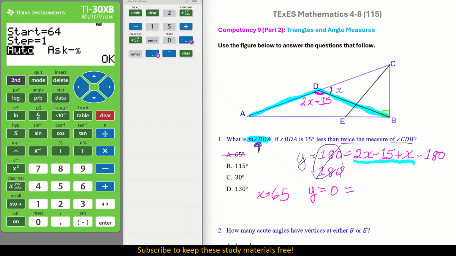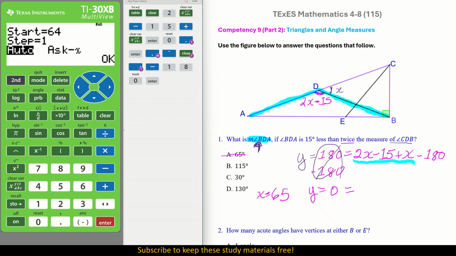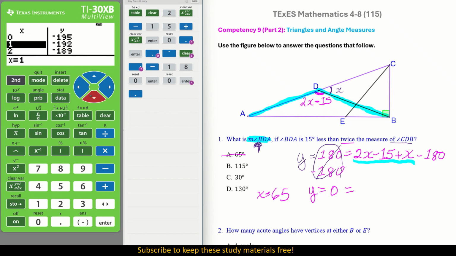Okay, let's do that side. We have changed the right-hand side. So clear, clear. And let's go over here and say minus 180. Okay, so now what do we look for? I'm going to put 0 here. Now we look for 0, y equals 0. Okay, so we've got it all set up. We don't want to ask at all. So we keep going down, arrow down, until you get 0.